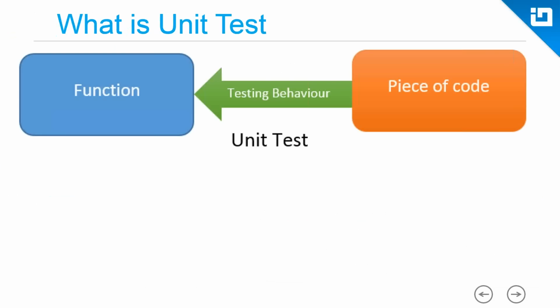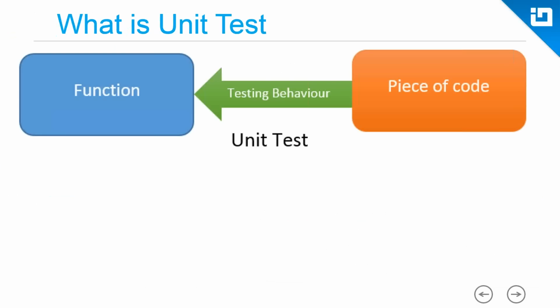In unit test, what actually you do, you test behavior of a function by writing another piece of code. So let us say I have a calculator class. Inside the calculator class, I have an add function. And now I want to test whether I have written this add function correctly or not. I have an option. First, I'll go and create a UI and then enter input, and then I can test whether add function is working fine or not.